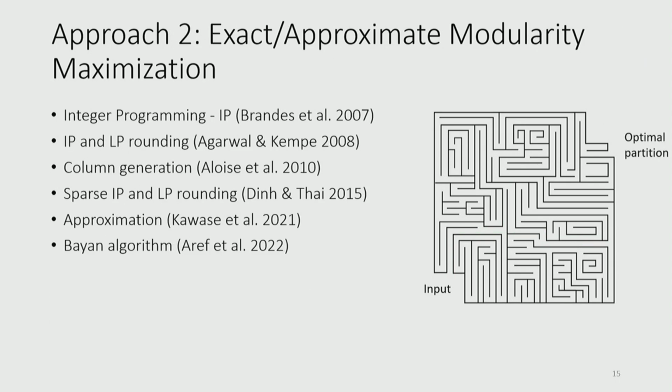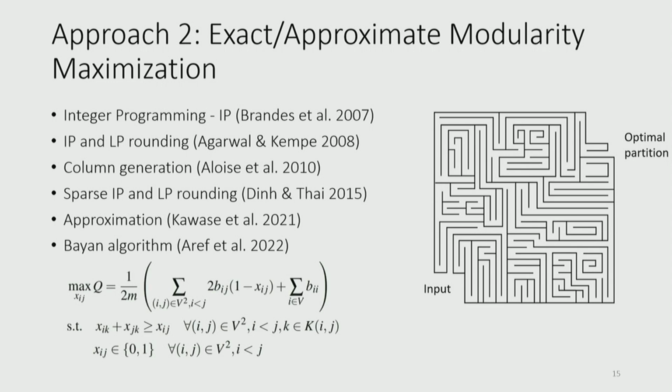So the second approach is we acknowledge the maze. We know that it can be solved. It just takes time. So we develop algorithms that actually solve this. For example, you don't need to fully understand this mathematical formula, but for those of you who have a background in optimization, you may notice that this is an integer programming problem, meaning that it's a mathematical problem. There are integer programming solvers. When you give this problem to a solver, it solves it for you. It just takes time. So this is the integer programming formulation of modularity maximization.